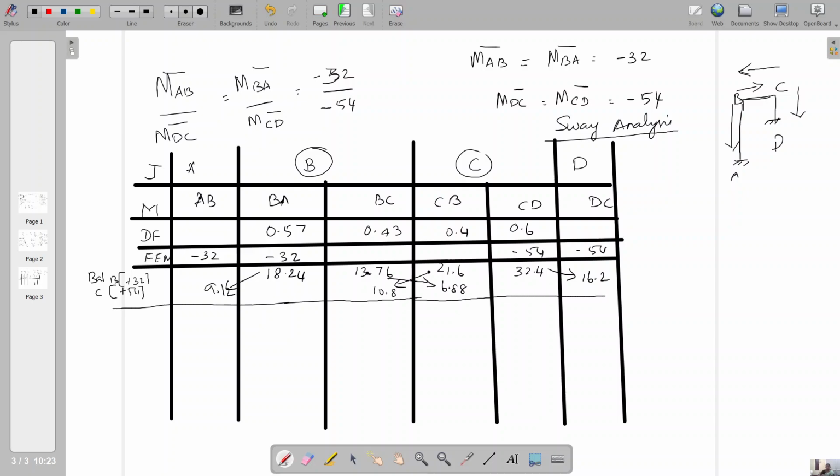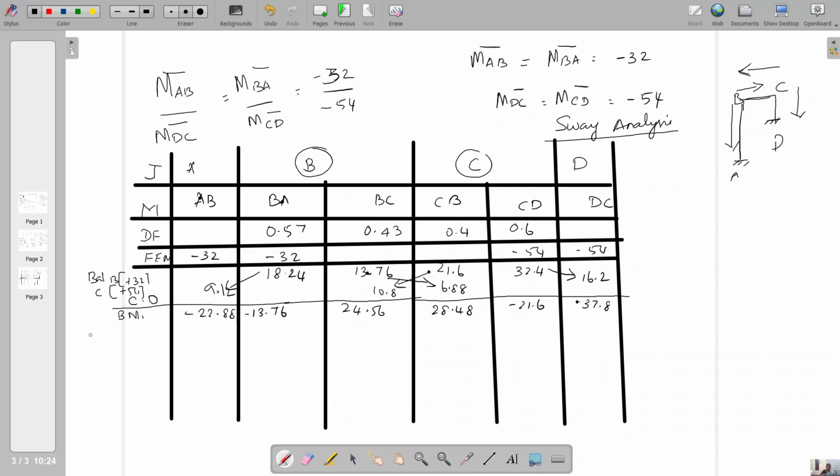Okay. So just draw a line. So this step includes a carry over. You just add minus 32 plus 9.12 as minus 22.88. Here minus 13.76, 24.56 and 28.48, minus 21.6, minus 37.8. So further consider the balancing. So this is bending moment trial 1. You can keep bending moment trial 1.